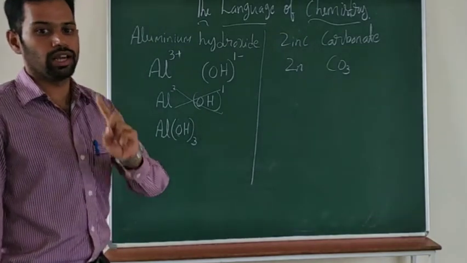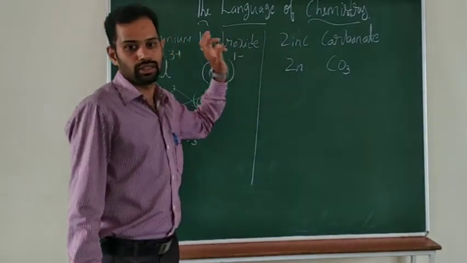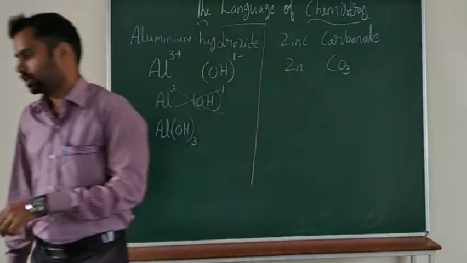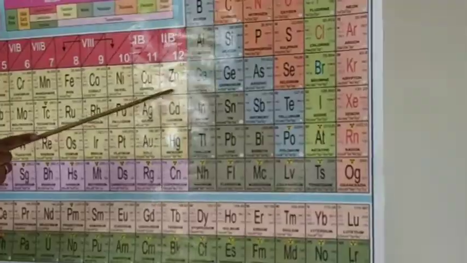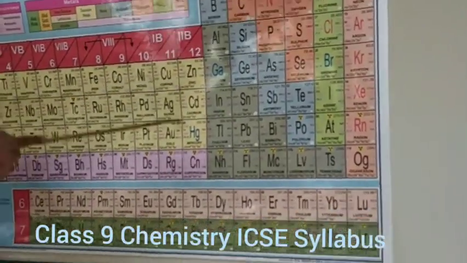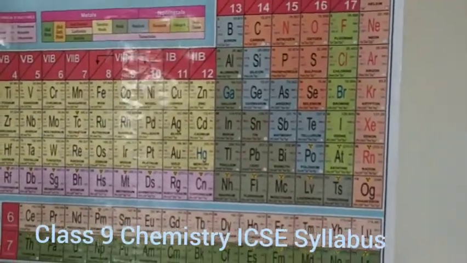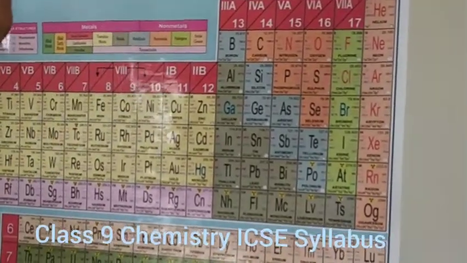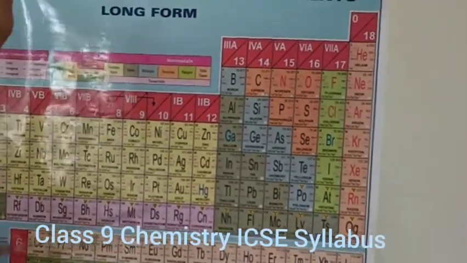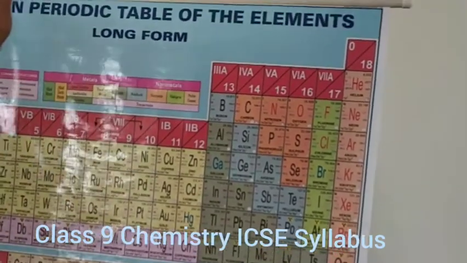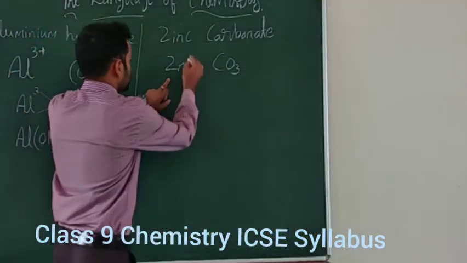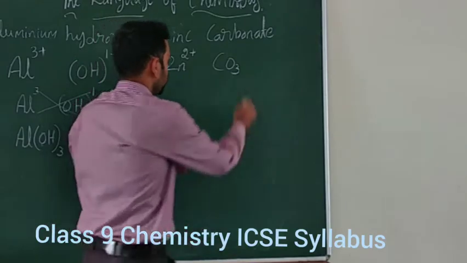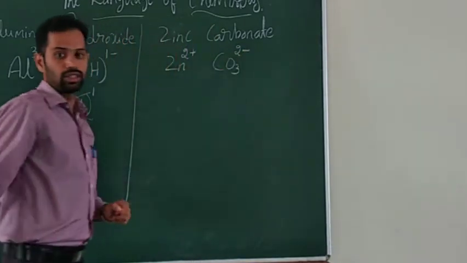You should write the valencies of these elements. So zinc valency is 2. So where you can see that? Here, zinc will come here. These are called transition elements, from group 3 to group 12. Their valence is always 2 only. So here when zinc comes, its valency is 2. Now you can write zinc is 2 plus. And carbonate valency is CO3, 2 minus.